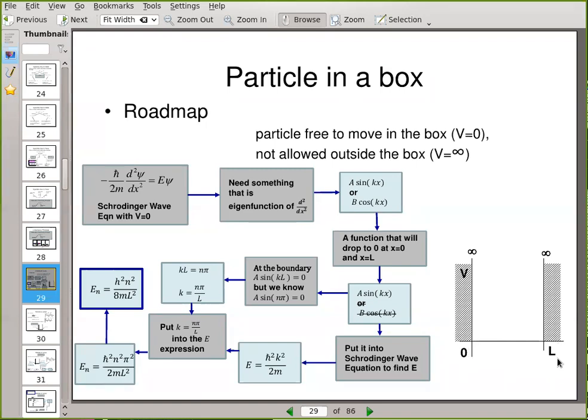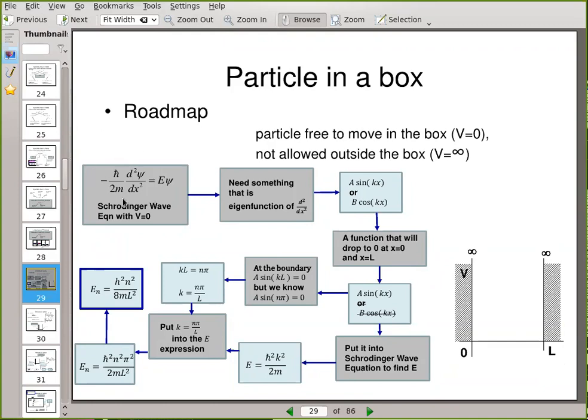And we're going to apply the results of this to real molecules. And this is the only part of solving the Schrodinger wave equation that I want you to be able to do as well, which is why I'm giving you the roadmap.